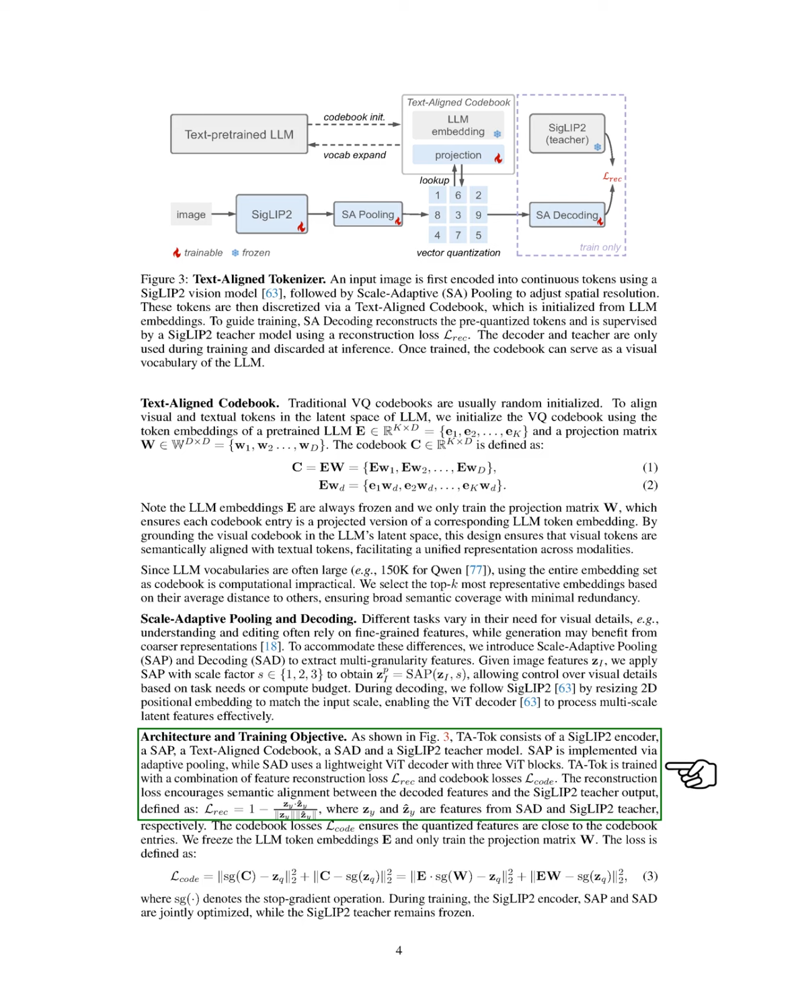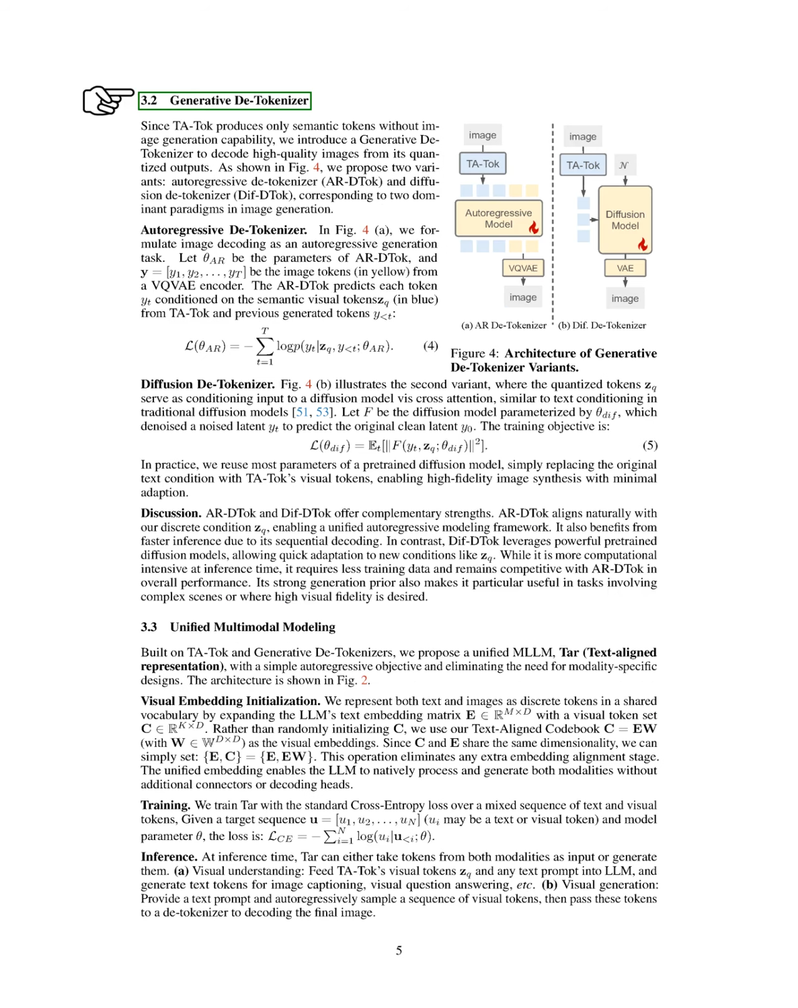Section: Generative Detokenizer. In this section, we introduce the generative detokenizer. Since TATOC only produces semantic tokens and cannot generate images, we developed a generative detokenizer to create high-quality images from its outputs. We present two variants, the autoregressive detokenizer, ARDTOC, and the diffusion detokenizer, DIFF-DTOC, which align with two main approaches in image generation.